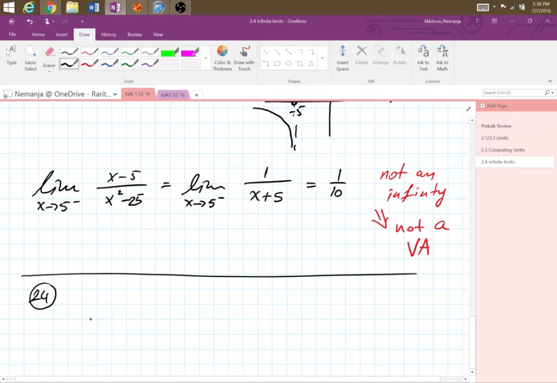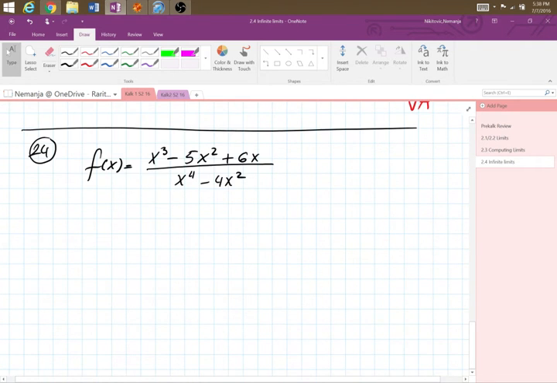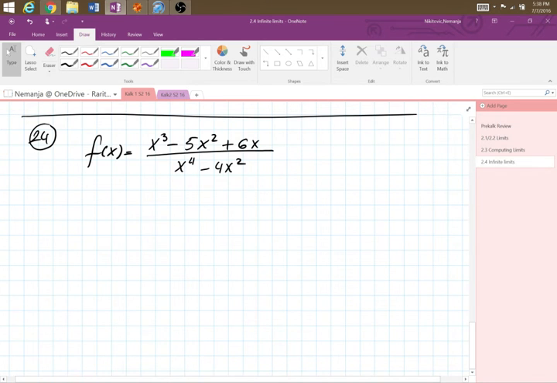Let's just write it as a function, find the candidates and then just check limits rather than solve the 4 problems they gave us. So it's x cubed minus 5x squared plus 6x divided by x to the 4th minus 4x squared. This is the problem, and what I'm going to do immediately is set the denominator equal to 0 to find all of the candidates for our vertical asymptotes. And then we do the limit to check them out.